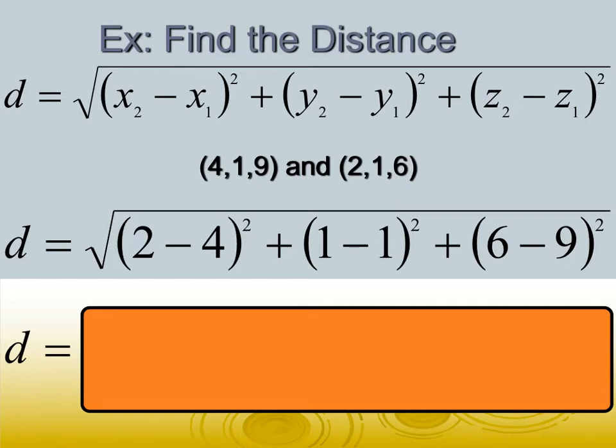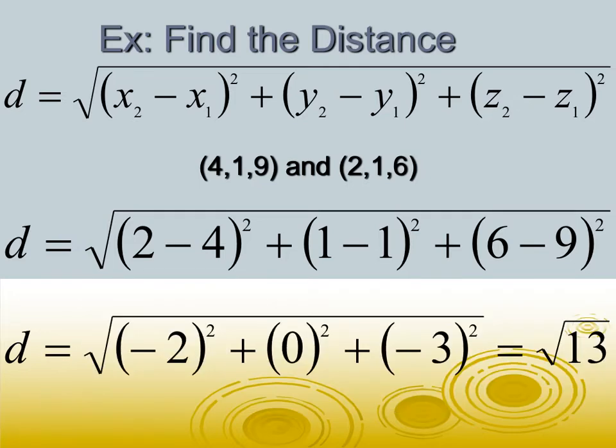One thing to point out is I didn't identify which point was x1, y1, z1, and which one was x2, y2, and z2. Since we're squaring each one of our components, the order doesn't matter because we're guaranteed to get a positive quantity. When I simplify and add it together, I end up getting that my distance is equal to the square root of 13.